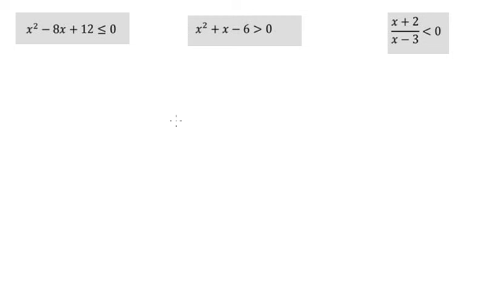Hello everybody. So today I will talk about calculus. The topic today is about inequality. So now I will show you how to answer.